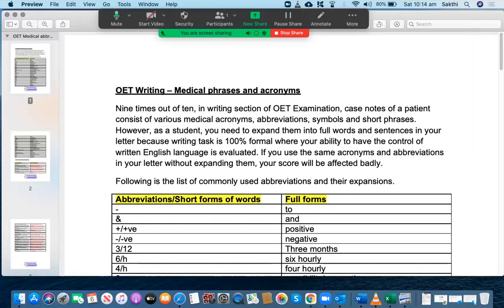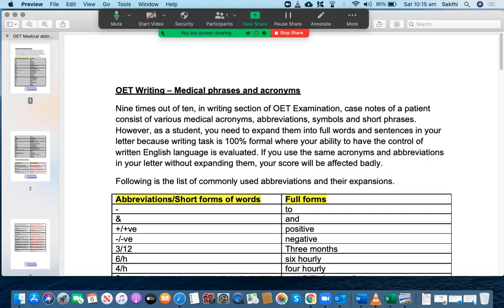9 times out of 10 in the reading section of the OET examination, case notes of a patient consist of various medical acronyms, abbreviations, symbols, and short phrases. However, as a student, you need to expand them into full words and sentences in your letter, because the writing task is always 100% formal, where your ability to have control of written English language is evaluated.